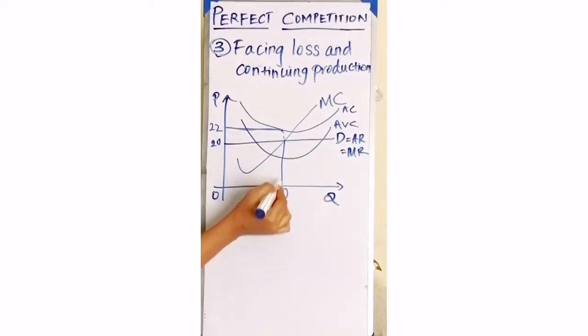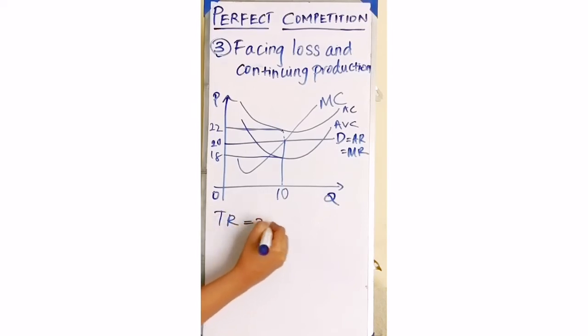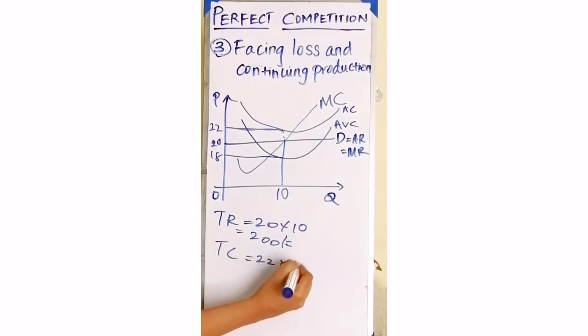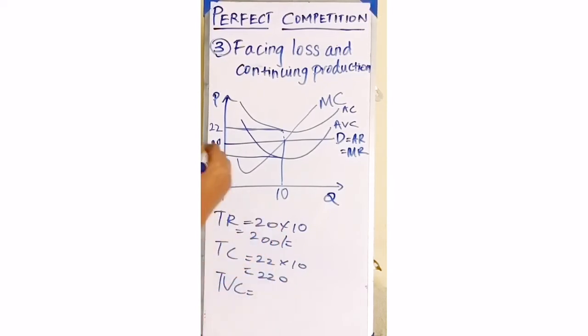So at the production level of 10, AVC, we could say it's maybe 18. So if you put it into numbers, TR is going to be 20 into 10, that is 200. TC is going to be 22 into 10, that is 220. But TVC, the total variable cost, is going to be 18 into 10, 180.